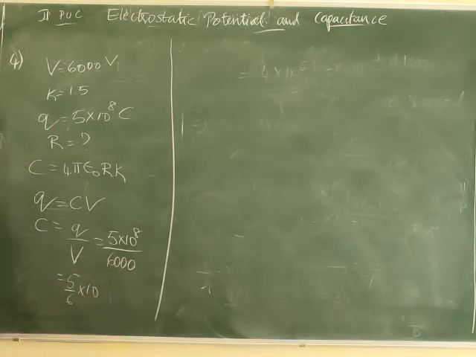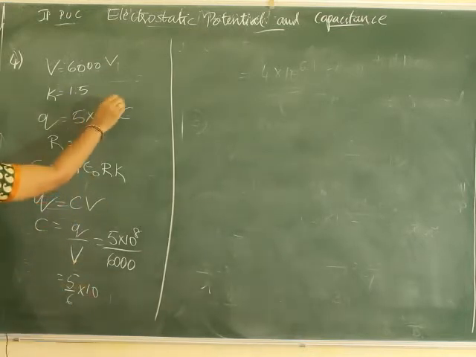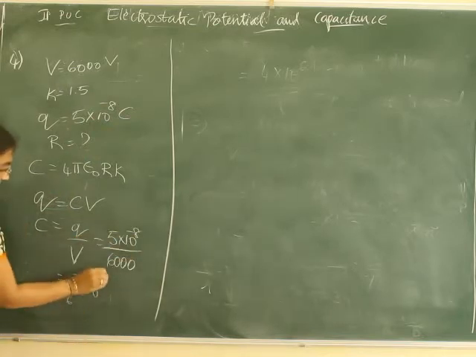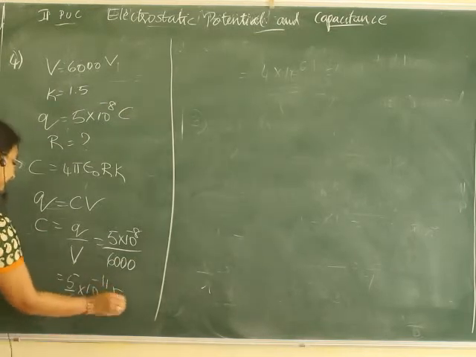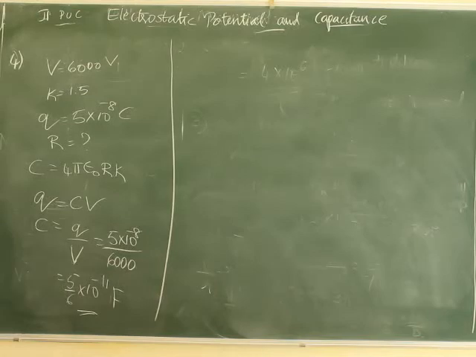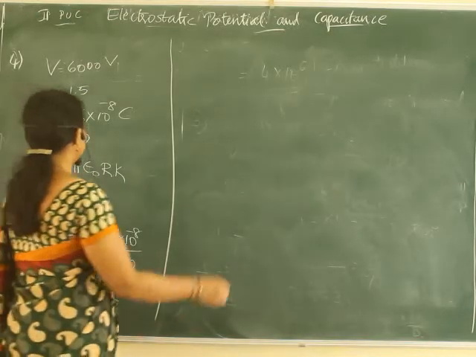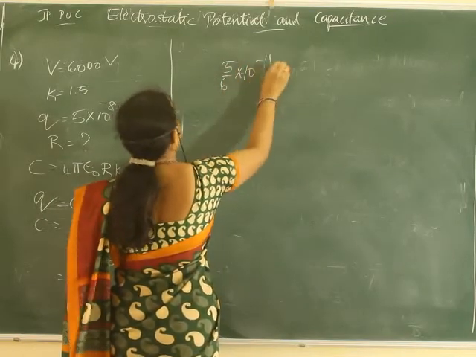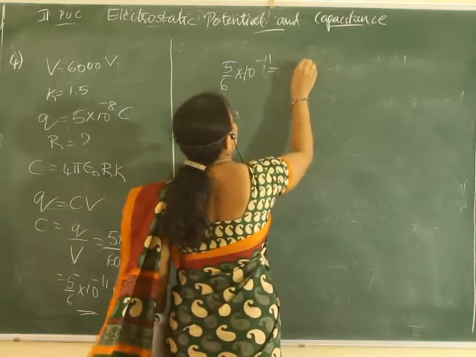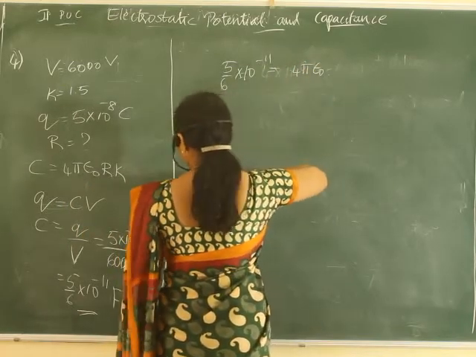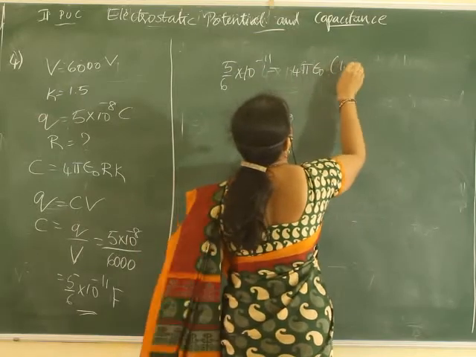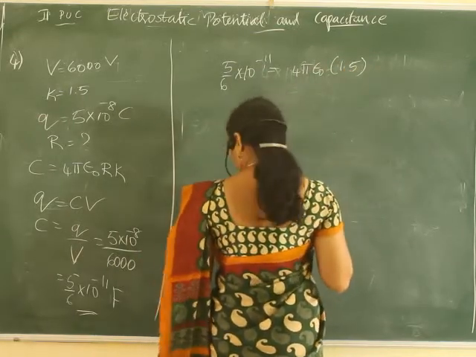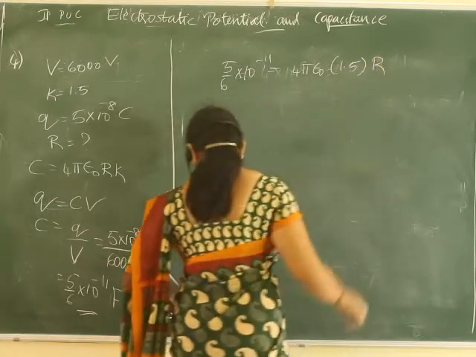Ten to the power, I'm sorry, minus 11. Correct? Farad. We got capacitance. Now if I substitute here, will I get the answer? Yes. 5 by 6 into 10 to the power minus 11 is equal to 4 pi epsilon naught K R. K is how much? 1.5 into R.